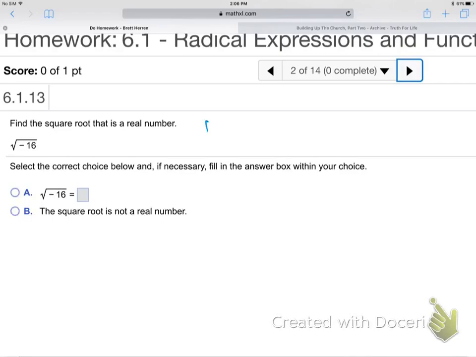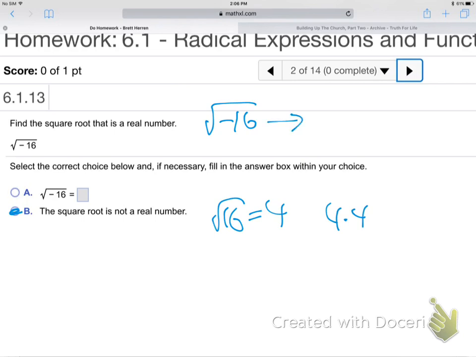All right, what do y'all think? Square root of negative 16? Not a real number. Good. Why is it not a real number? Yeah, because the negative's in there. Why can't you have a negative in there? Because, what does square root ask? Square root of the regular 16 is 4, and it's 4 because 4 times 4 is 16.